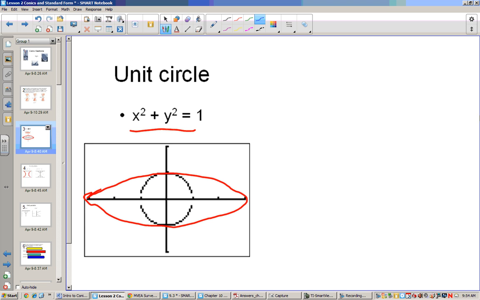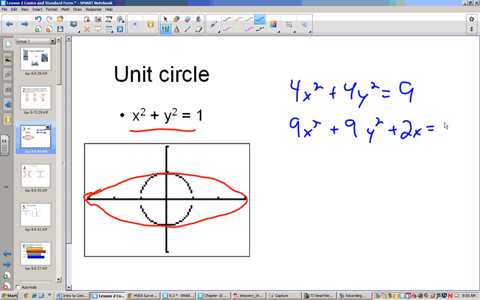So if I was looking at a circle, there could be equations like 4x squared plus 4y squared equals 9. This would be an equation of a circle. Or 9x squared plus 9y squared plus 2x equals 4. I know this is a circle.